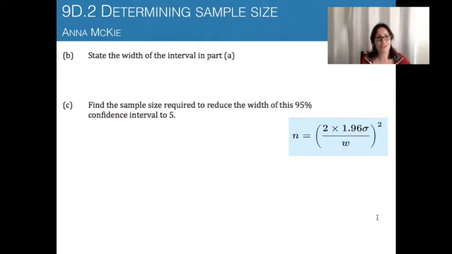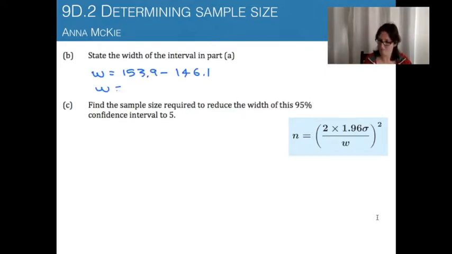Next, we're asked to state the width of that interval in part A. So the width of that is the distance between the lower and the upper endpoints. So essentially you take the big number and subtract the small number, and the width we get is 7.8 centimeters for that confidence interval. Now we're asked to find the sample size required to reduce the width of that 95% confidence interval to 5. So what's the width currently? 7.8, and we need to reduce that width. So our sample size will need to increase.